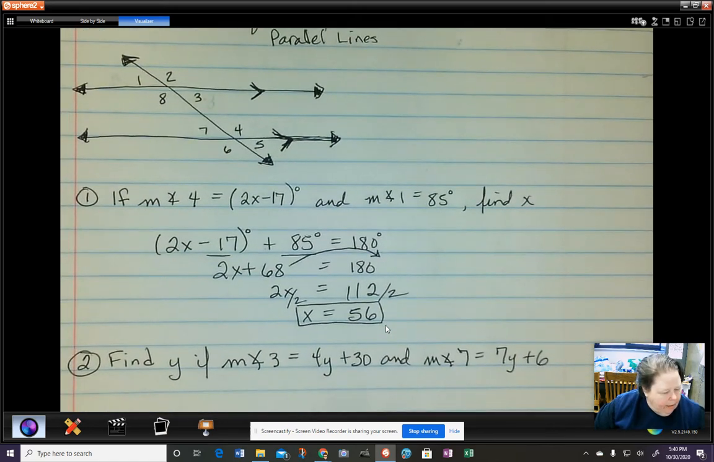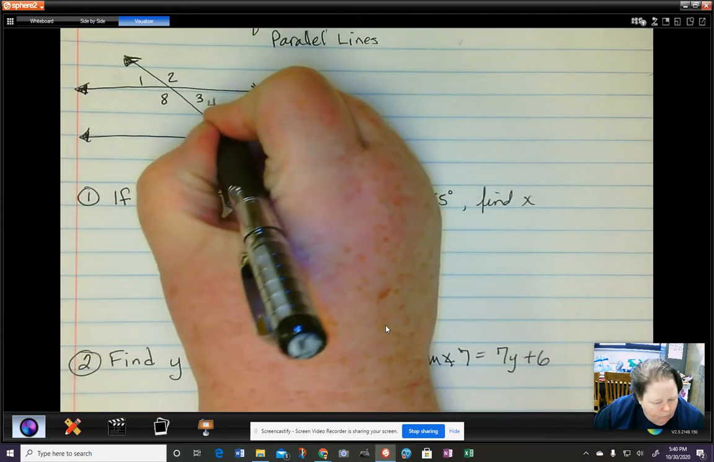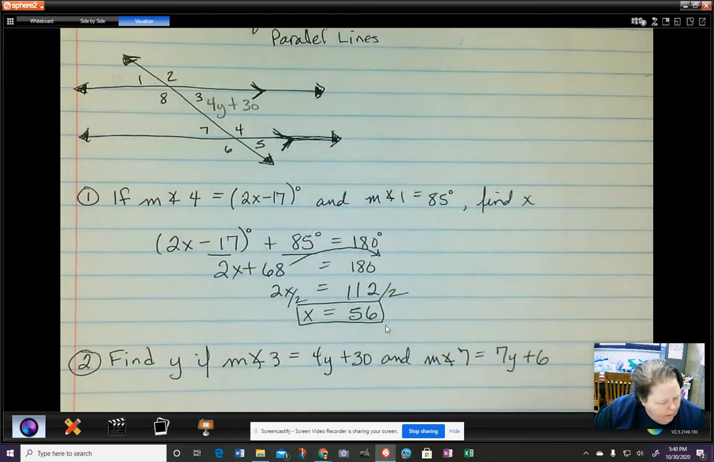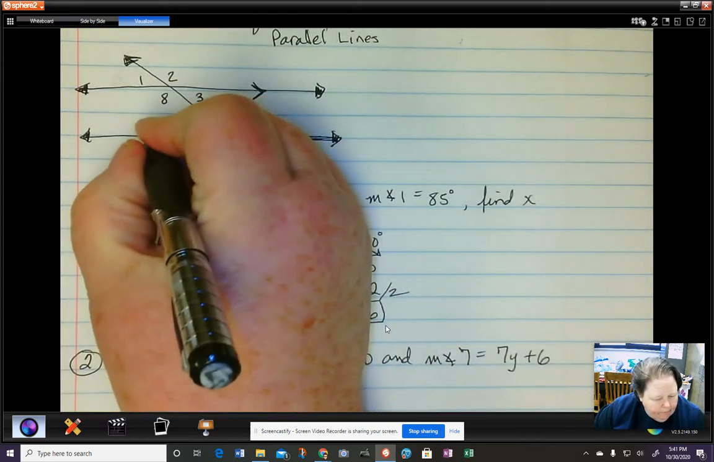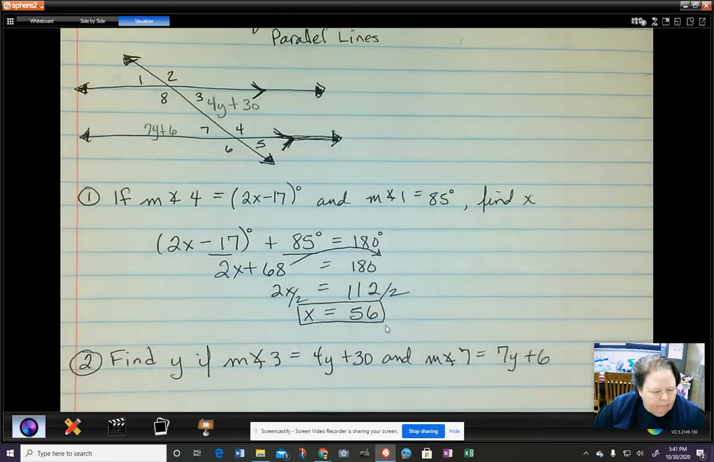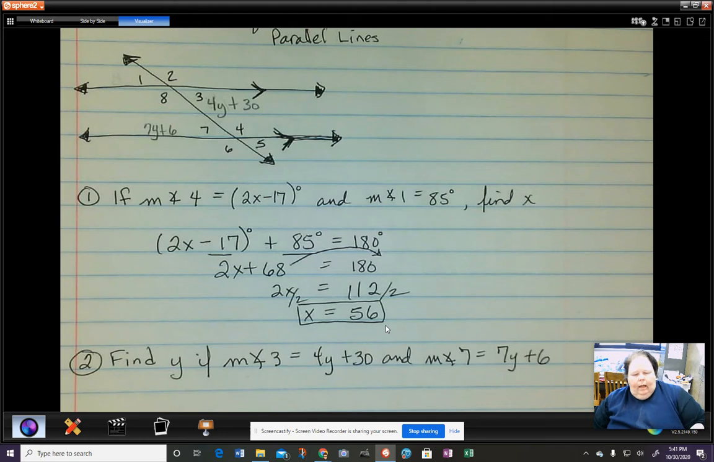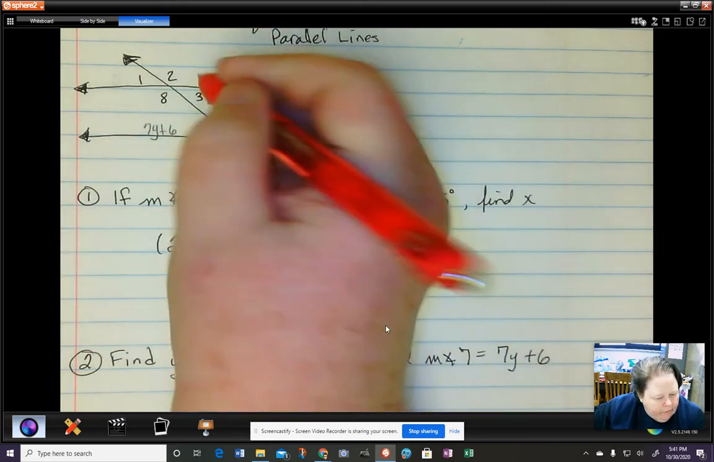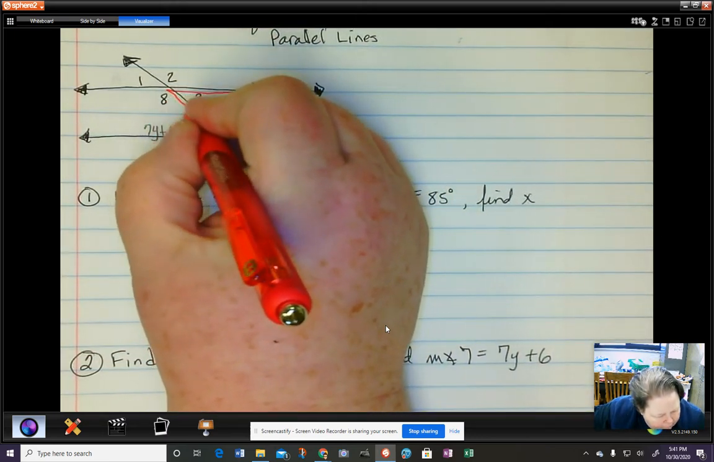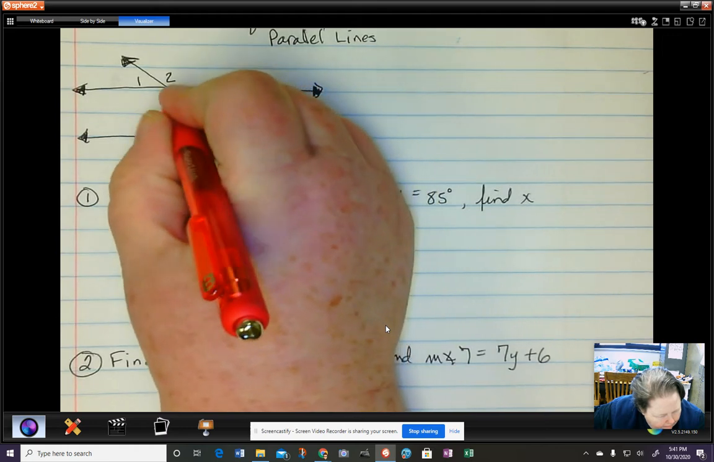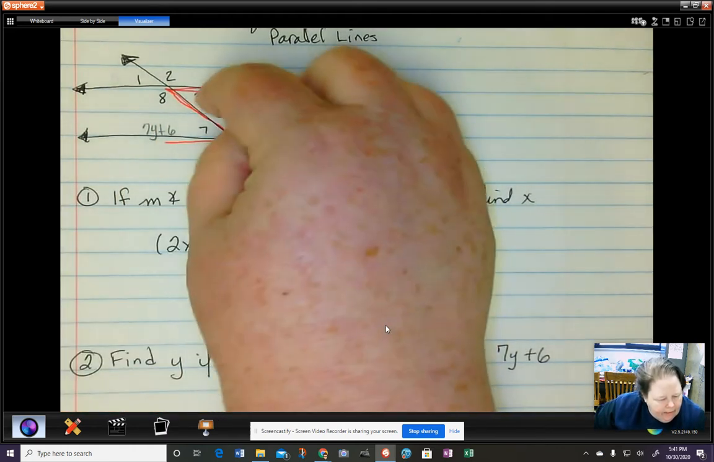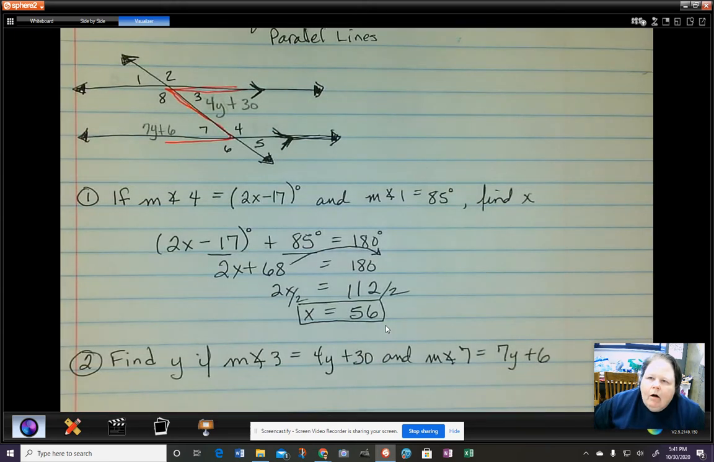We know that angle 3, this angle right here, is 4y plus 30. And we know angle 7 is 7y plus 6, this one right here. Now, what kind of relationship do we have going on? In my previous years, I've taught this. I told my students for the interiors, look for the Z. Anything in the angles of the Z are congruent.